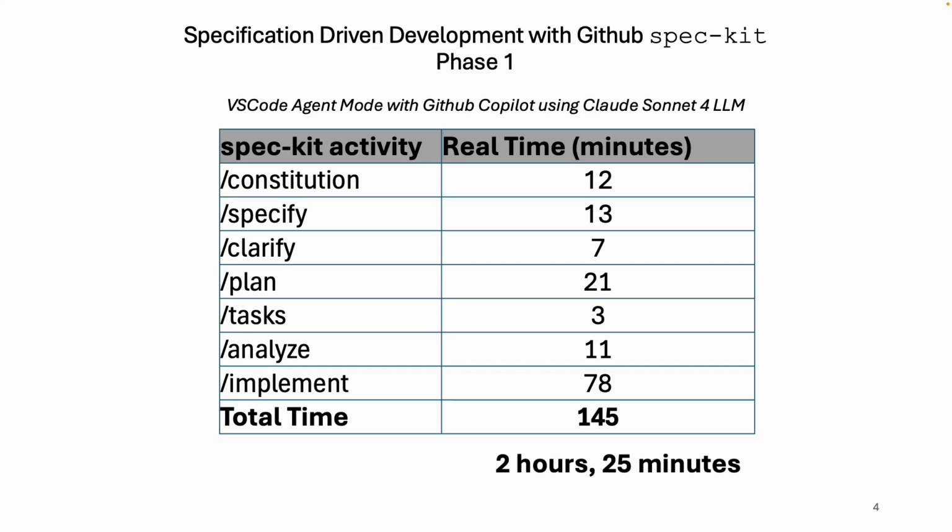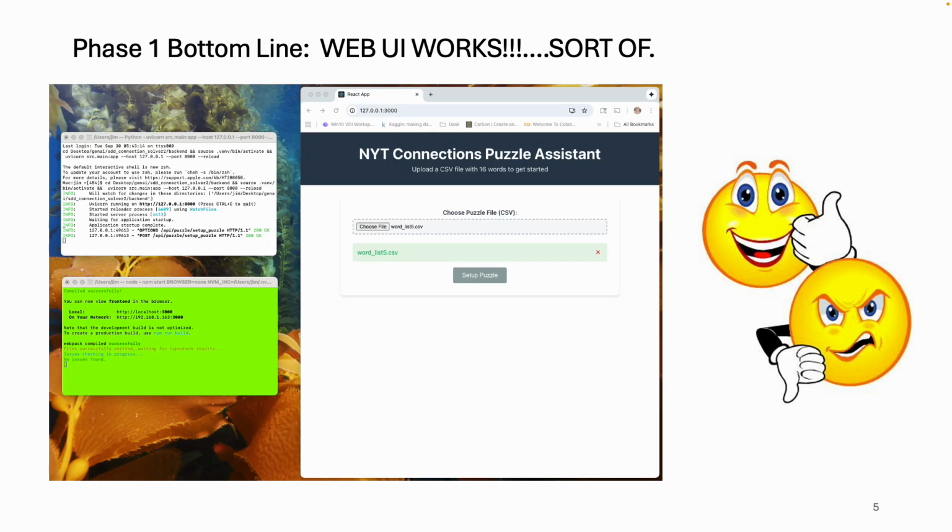For this project, we use GitHub Copilot in VS Code's agent mode, powered by Claude Sonnet 4 large language model. Here you can see how much time each part of the workflow took in Phase 1, from setting up the project and defining requirements to planning, analysis, and implementation. If you want to dive deeper into how each step works, check out the links in the video description. In working with VS Code Agent and GitHub Copilot, Phase 1 took about 145 minutes or approximately 2 hours and 25 minutes to complete. From all this work, we achieved a working web UI, sort of.